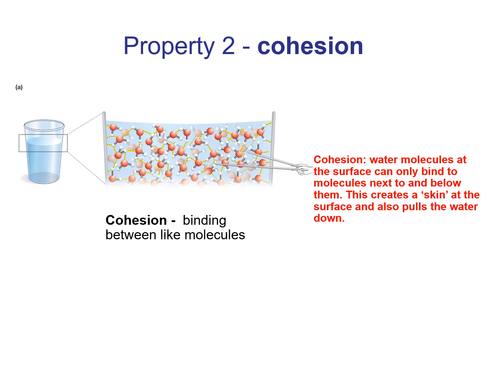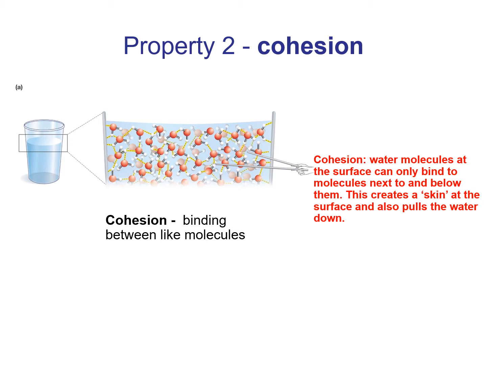Our next property, water creates something known as cohesion. Cohesion is when similar molecules bind to each other. Water molecules bind to other water molecules, and that has some interesting effects. If you look at the surface of a glass of water, there is a film on the surface. There's a skin, a surface tension. The reason for that is because water molecules at the surface can only bind to water molecules underneath them or next to them. They don't have any water molecules above them to bind to.